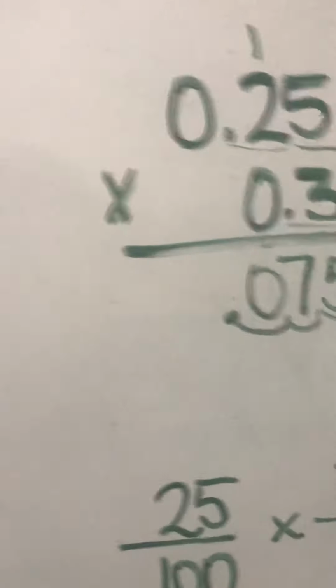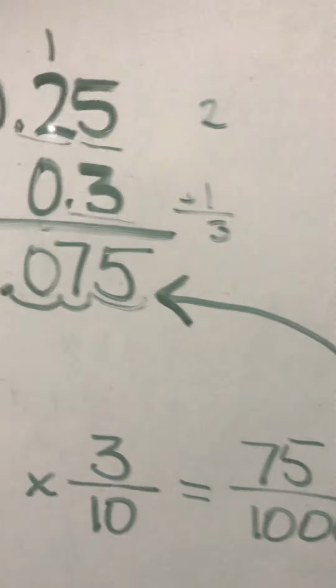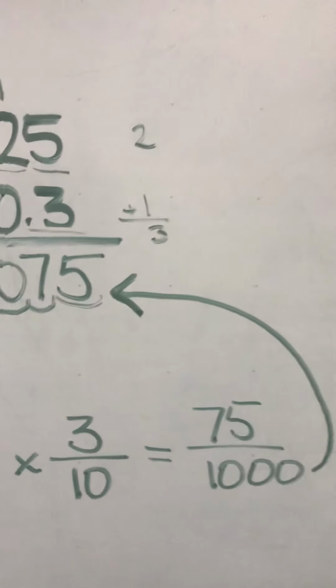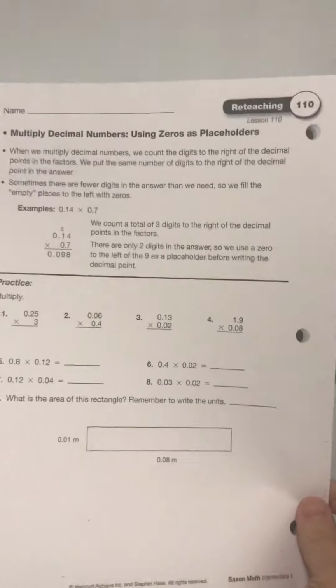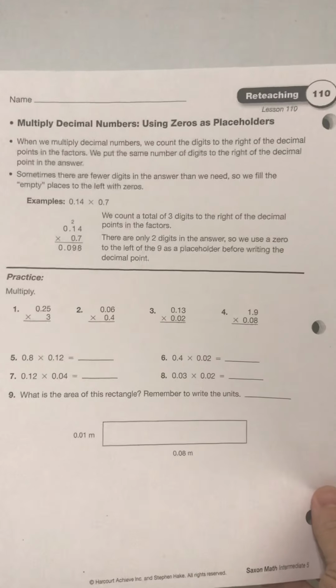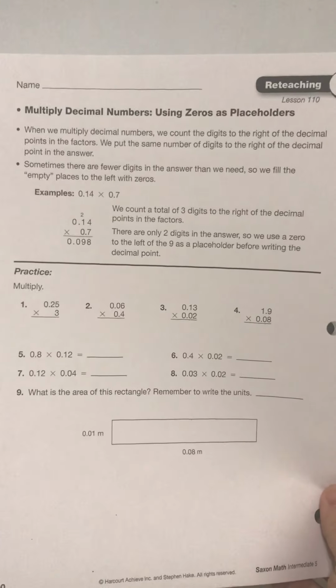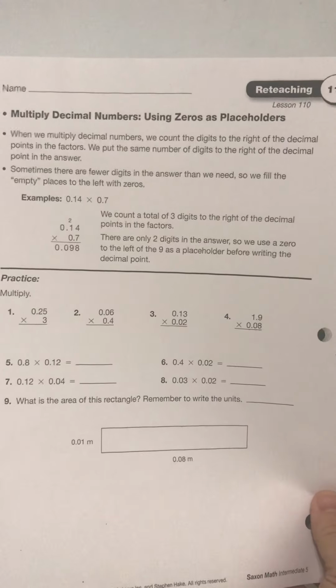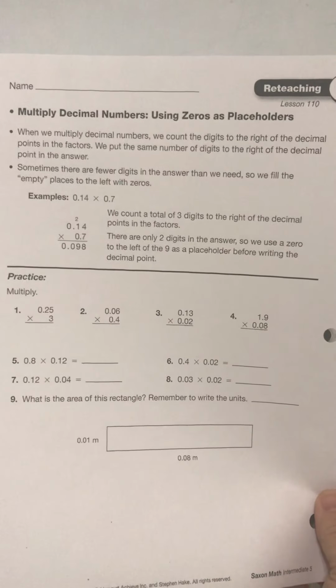Okay, so multiply, then count. Go ahead and get some practice in on this. It's going to be very similar to multiplying decimals. Just don't forget to use your zeros to hold your places, okay? Let me know if you have any questions.